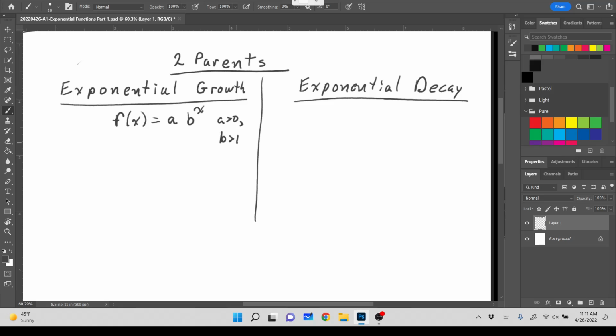Exponential decay has this form, f of x equals a times b to the x, where a is greater than 0, and b is between 0 and 1. Non-inclusive. So it can't be 0 or 1, but between them, right? Okay. Making sense so far?